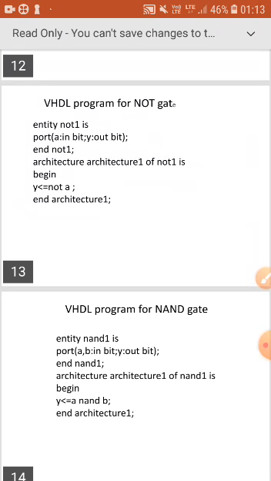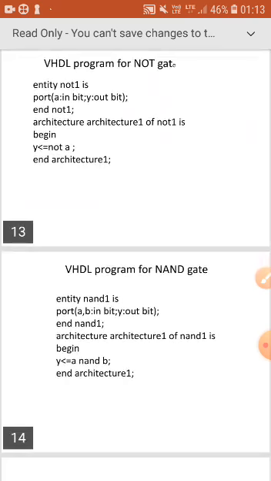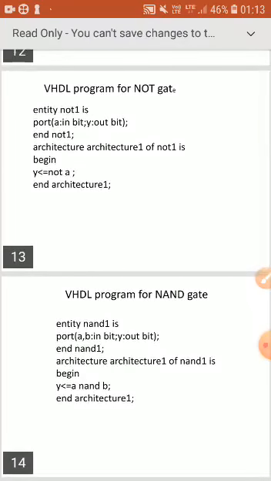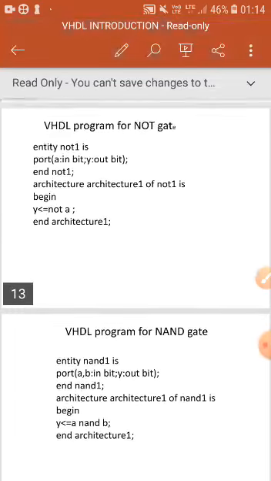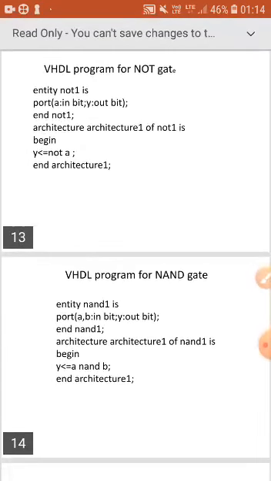Entity, next the entity name. Here I am using not1 as the entity name, so entity not1 is. Next I am declaring the input and output ports. For a NOT gate there is only one input and one output: A is the input, Y is the output. So port A colon in.